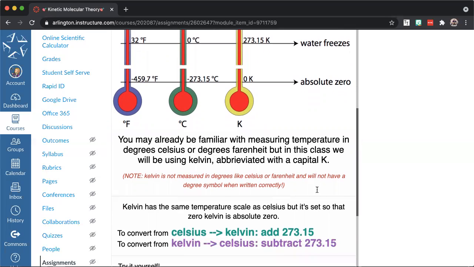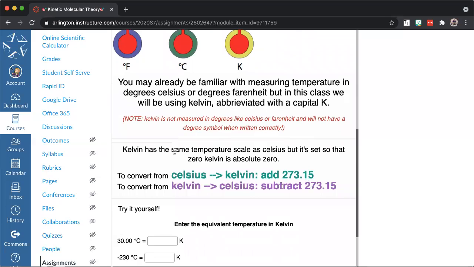So you need to know how to convert between Celsius and Kelvin. You don't really need to know how to convert between Fahrenheit and Kelvin, because Fahrenheit is not used in science, because it's not the metric unit for temperature. So it's really easy, okay? Kelvin and Celsius have the same size temperature scale. It's just that it's a little lower.